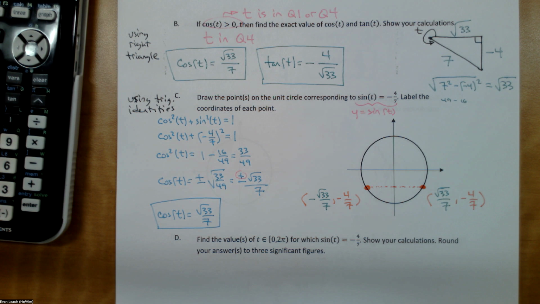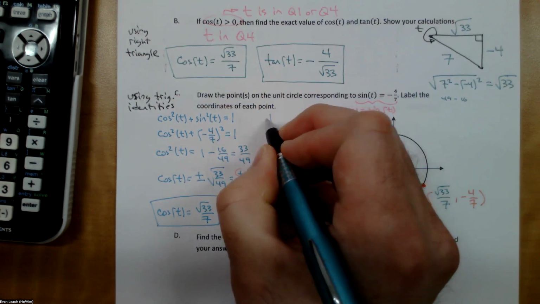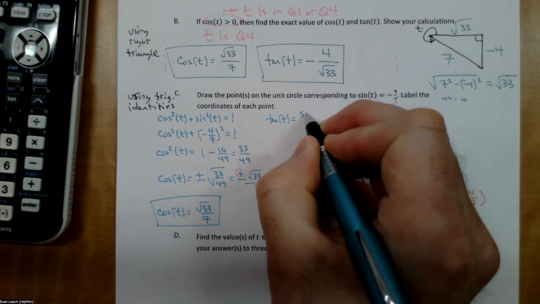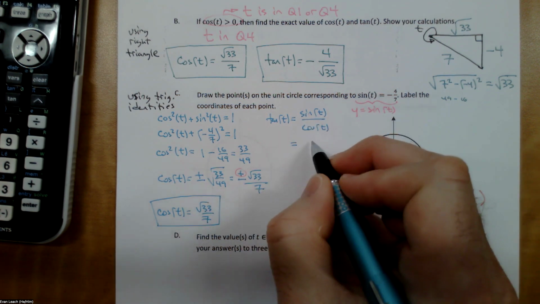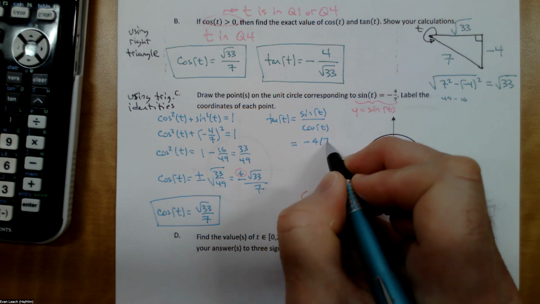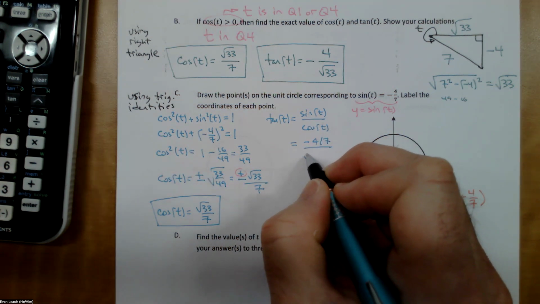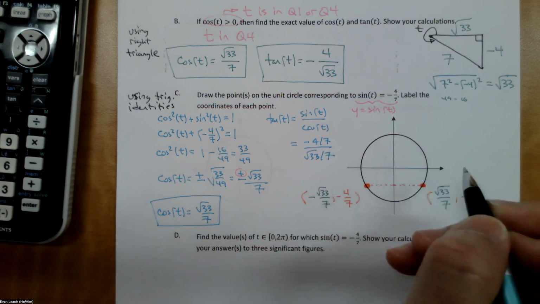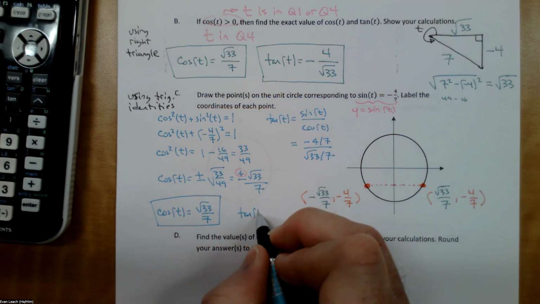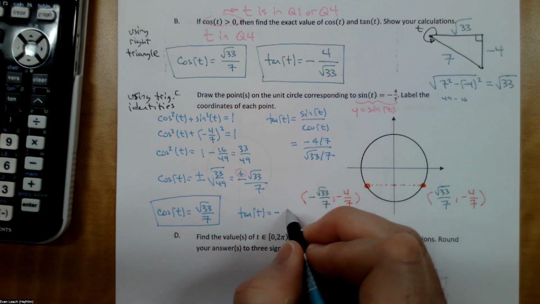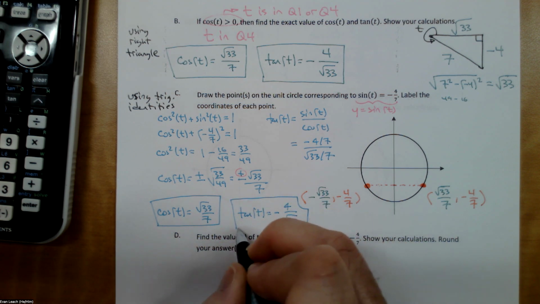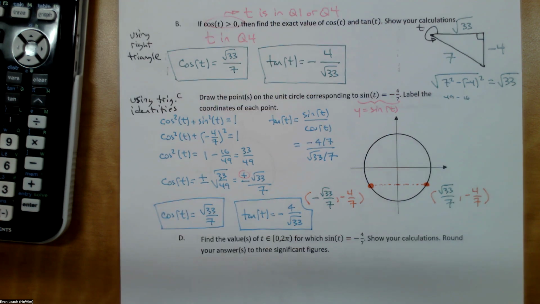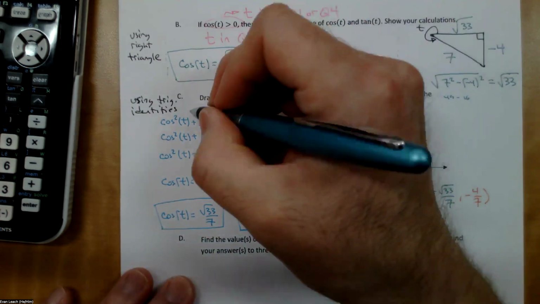Then just like before for tangent, we just do sine over cosine. Sine is negative 4/7, and cosine is root 33 over 7. So this in blue would be also part B.